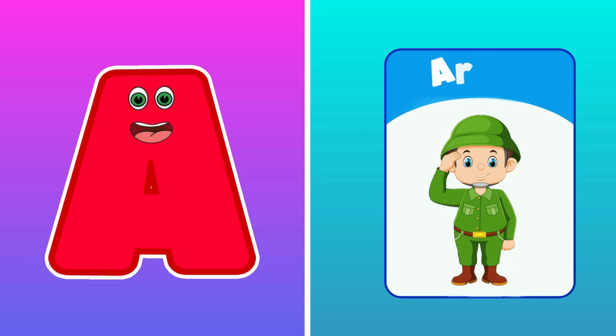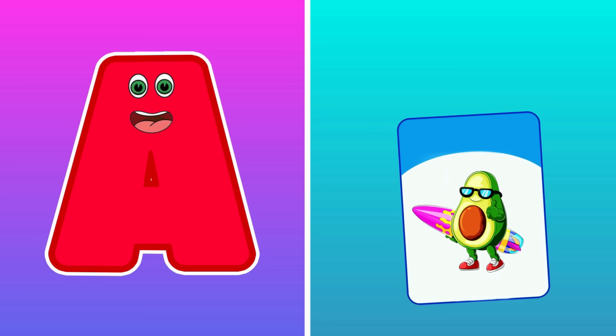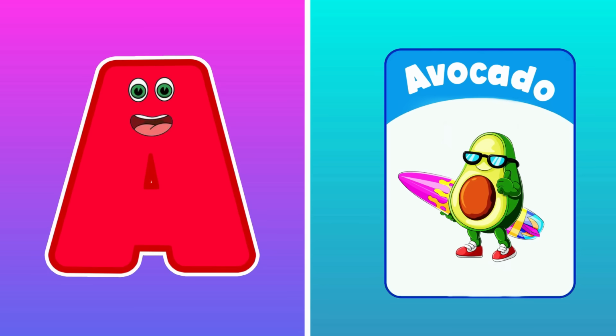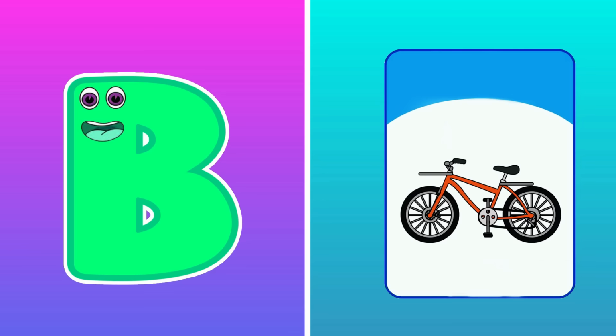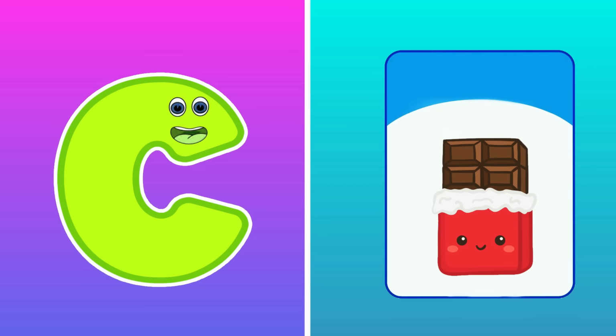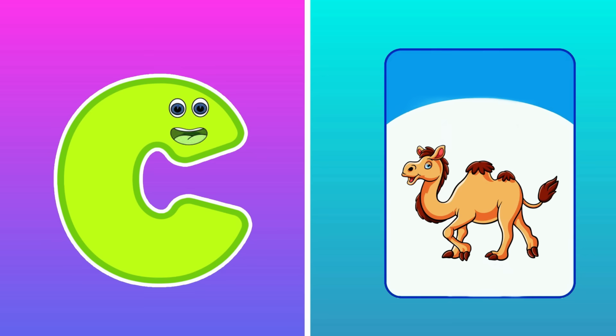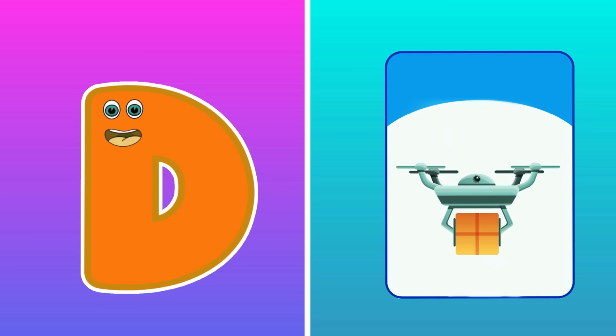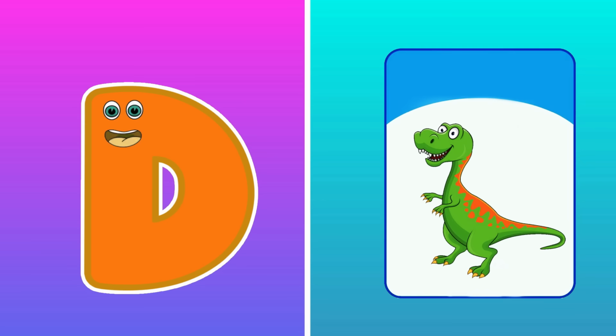A: army, avocado. B: bicycle, banana. C: chocolate, camel. D: drone, dinosaur.